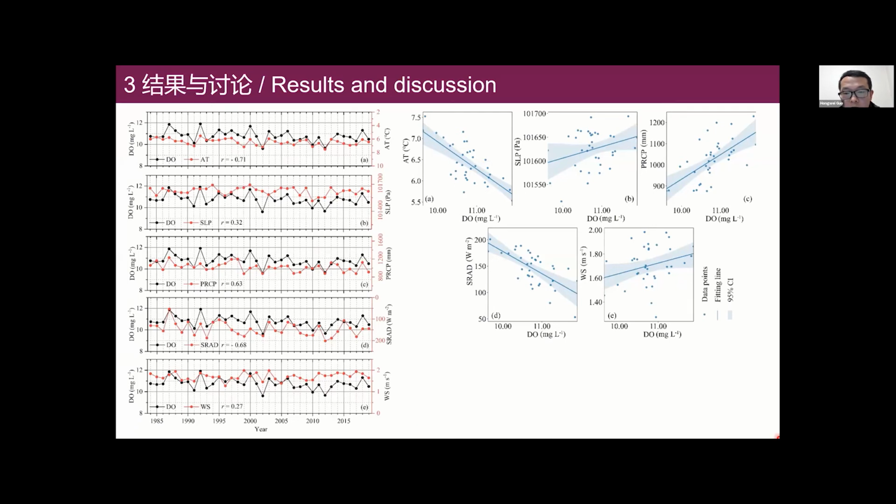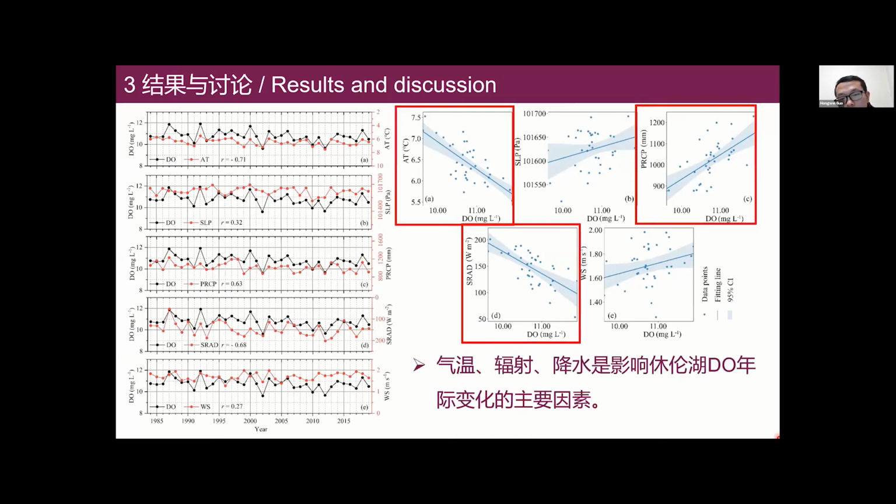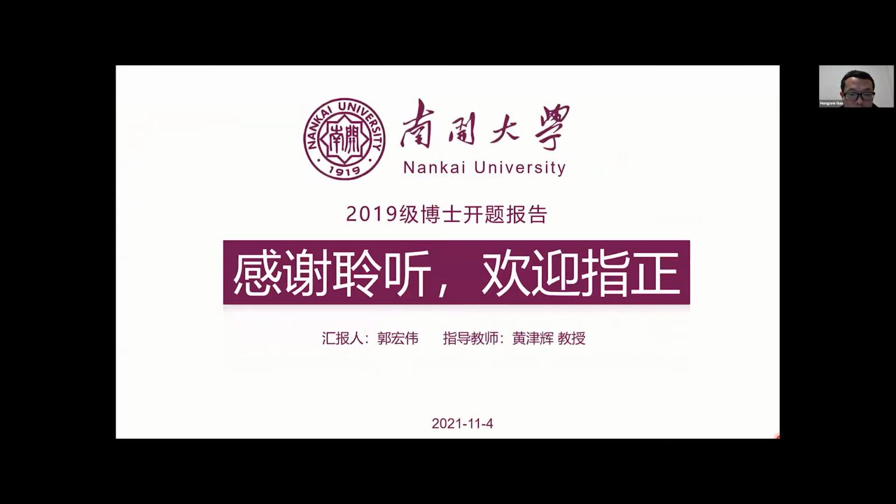Overall, the air temperature, radiation, and precipitation were the main climate factors affecting annual mean DO of Lake Huron because they significantly affected the total amount of oxygen entering water and water solubility of oxygen.